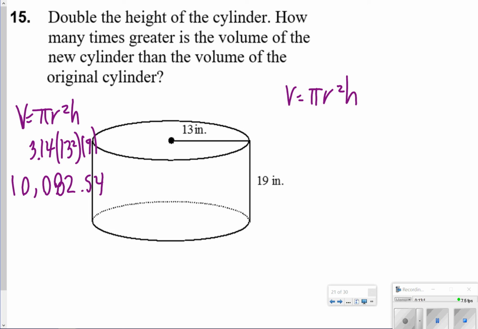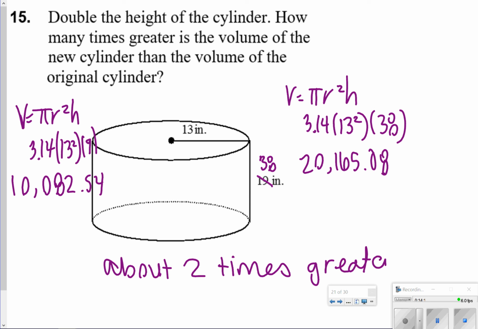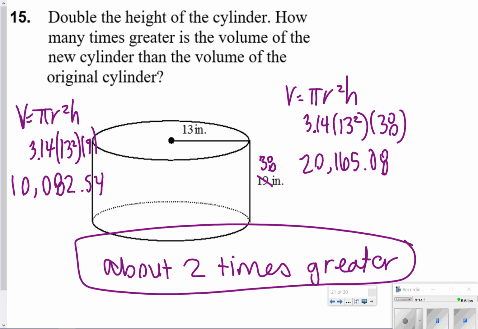Over here, I did another one, except this time my height is doubled. So instead of 19, I'm going to change it to 38. So pi times 13 squared still times 38, and I'm going to get about 20,165.08. So this is going to be about 2 times greater. Okay, how I figured that out is I automatically saw that 10,000 was half of 20,000. You could also take 20,000 and divide it by the 10,082, and it's still going to give you about 2.